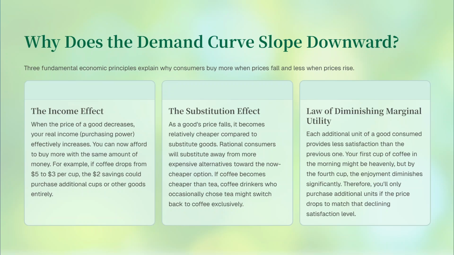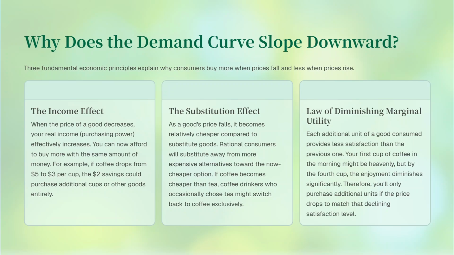The law of diminishing marginal utility. This sounds complex, but it is simple. Utility is the satisfaction you get from consuming something. Marginal means the extra or additional. This law states that the extra satisfaction you get from consuming each additional unit of a good decreases. The first coffee in the morning gives you huge satisfaction. The fifth coffee, not so much. Therefore, you are only willing to buy those extra, less satisfying units if the price is lower.